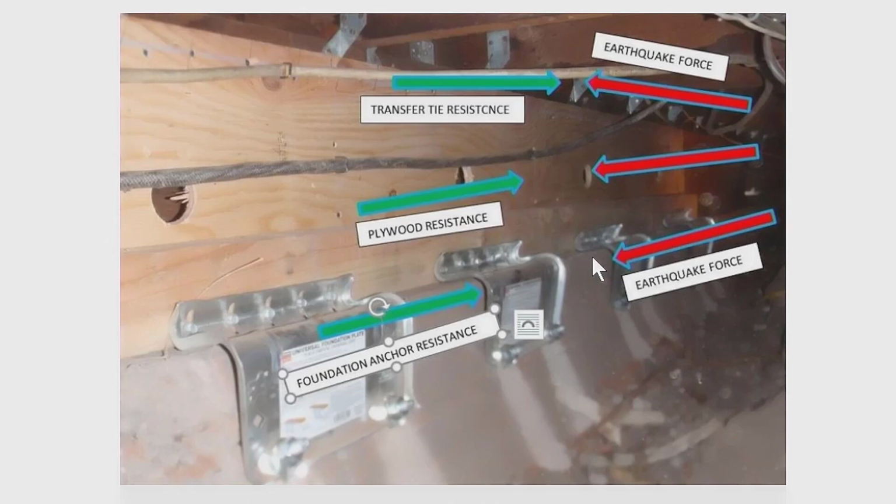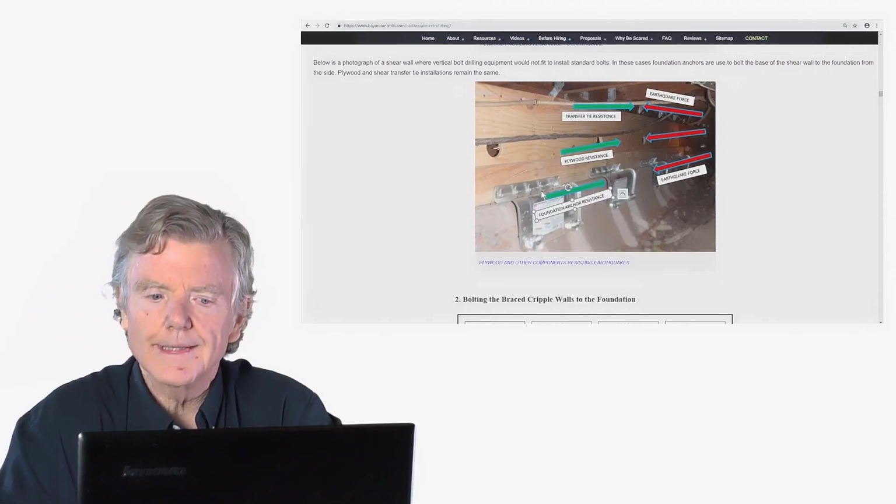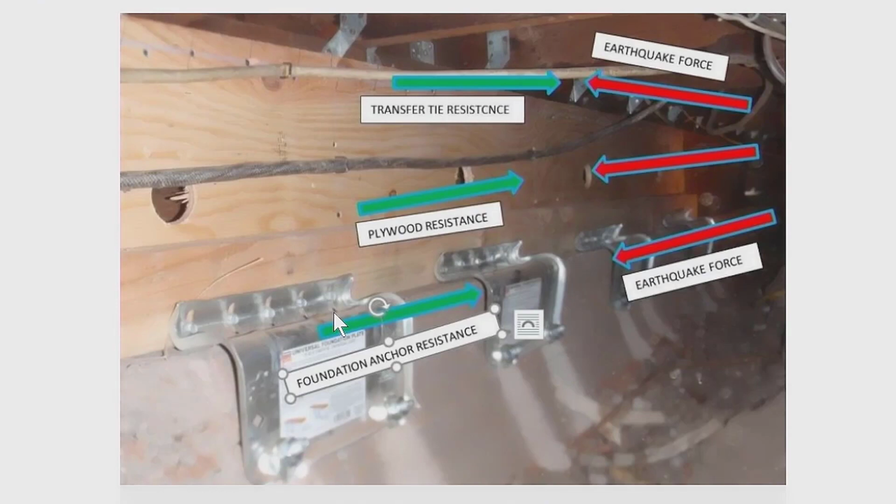It's also pushing down here at the bottom of the cripple wall, where the mud sill is, and that's being resisted by the foundation anchor. These two things work together. If we didn't attach the bottom of the plywood to the foundation with these foundation anchors, the plywood could slide right off the top.